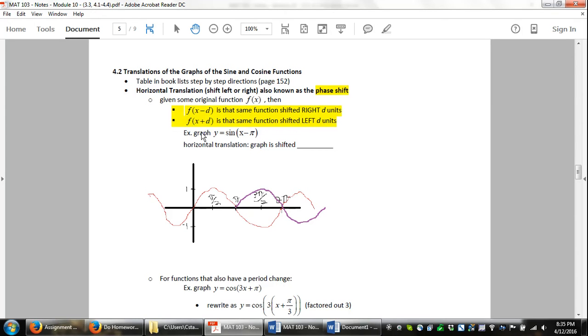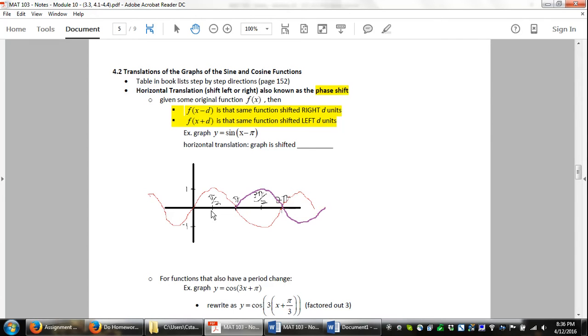So for example, graph y equals sine of x minus pi. Well, here's my normal sine graph, this red one. By subtracting pi, that actually moves me to the right, the distance of pi. So I just take each of my points and shift it to the right a distance of pi. My first point right here gets shifted to the right pi. That's where we'll be starting from. This high point at pi over 2 gets shifted to the right pi. It gets shifted to right here.